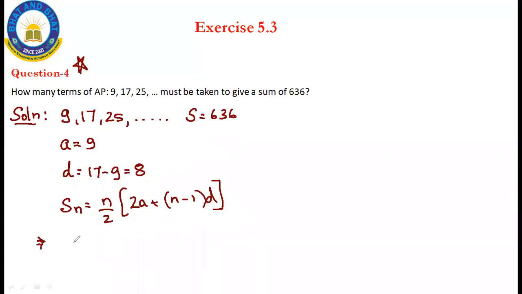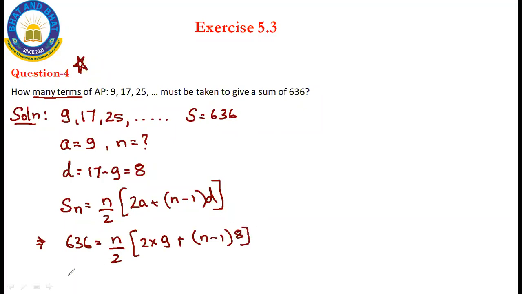So how much is Sn? Sn is 636, equal to n by 2. A has been given to us as 9, plus we have to find out n. That is our aim: how many terms, that's what they have asked. D we have found as 8. If I cross multiply the 2, 2 sixes are 12, 2 threes are 6, plus 7, 2 sixes are 12. So 1272 is equal to n into (9 twos are 18, plus if I open the brackets, 8n minus 8).